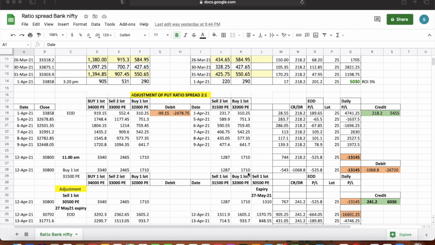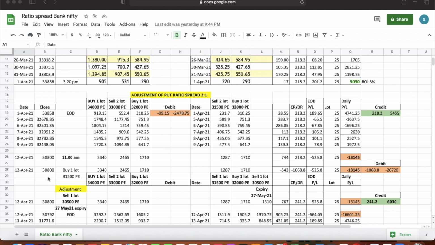This loss is mainly because of our one short put which is unhedged. Our 31,500 short put has now become in the money at rupees 1287. A simple adjustment we can do here even without using extra margin. What we have to do is check the option chain where we can find or match the premium in next expiry. So we check the option chain in next expiry, that is 27 May 2021. We find 30,500 put option is trading at around 1310.